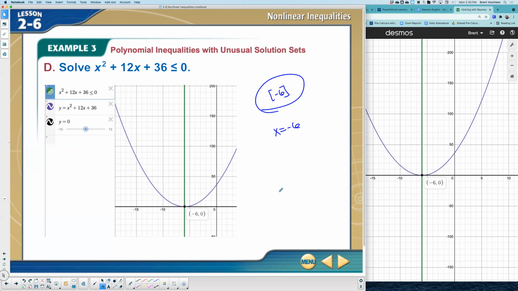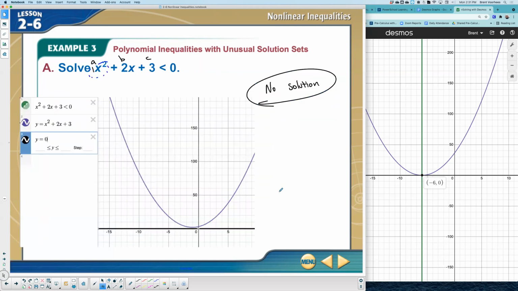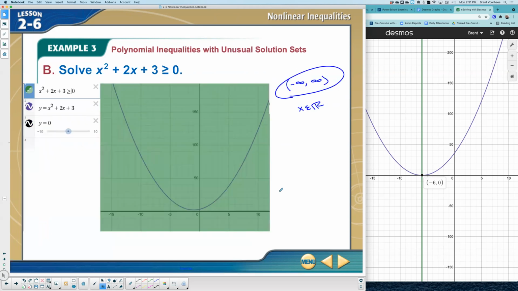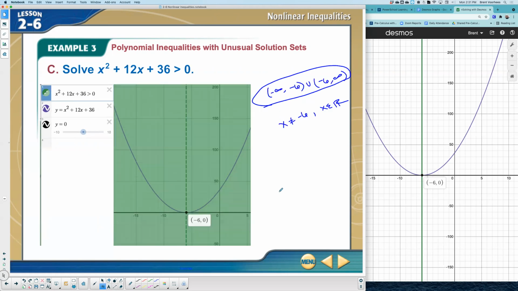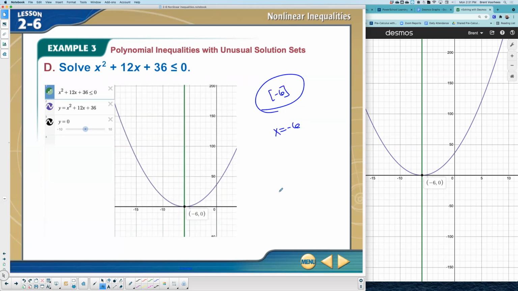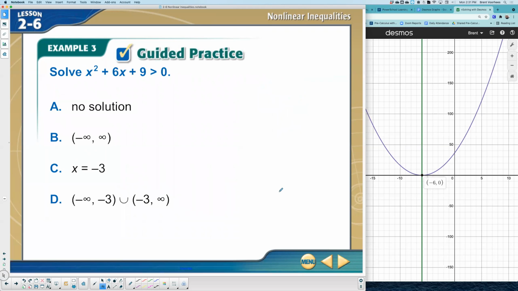So there's 4 weird solutions and how they could look. Going through them one more time, you could have no solution where you have nothing shaded, nothing appearing. You could have the whole graph being shaded, that's all reals. You could have everything but one dotted line being shaded, and that would be all reals except for that one value, -6 in this case. Or you could just have one solid line, nothing else shaded, which is just one answer. All right, your turn. You graph this one and see what you come up with.